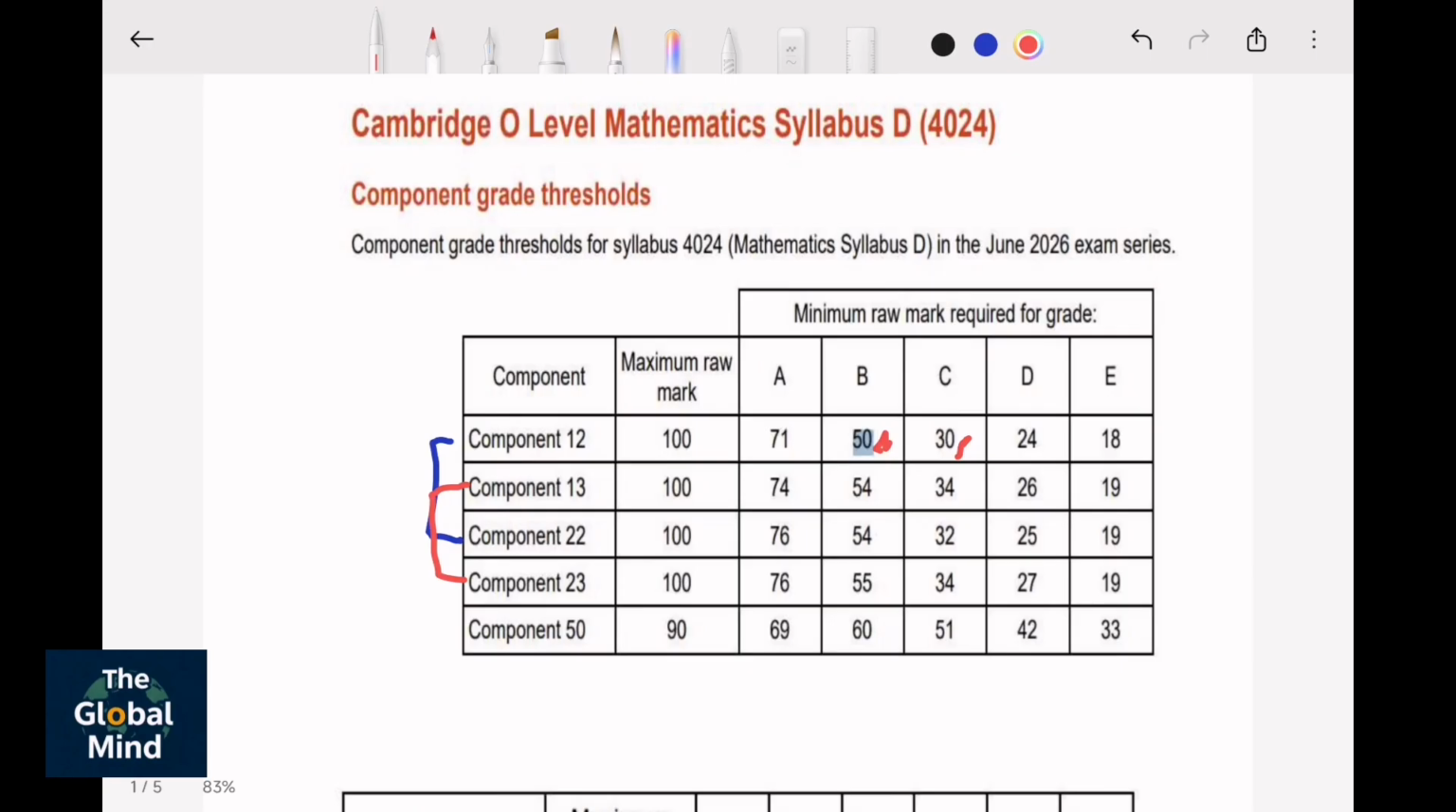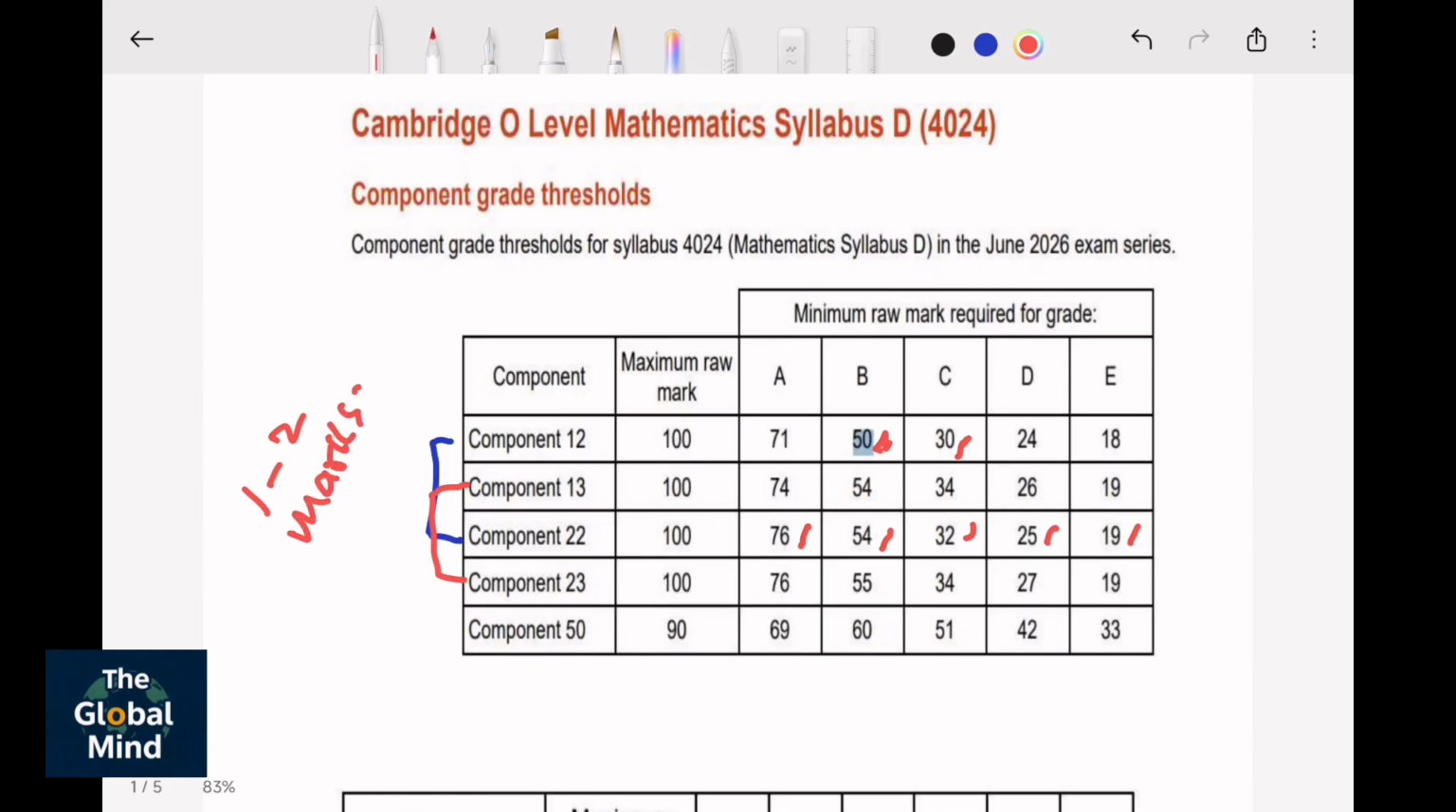And the same is the situation with component 2 2. Anything less than 76 will put you in B grade, anything less than 54 will put you in C grade, 32 in D grade, and less than 25 will put you in C grade. So what is the bottom line here? The bottom line is that you miss a particular grade with a margin of 1 to 2 marks, right? This is the first thing.